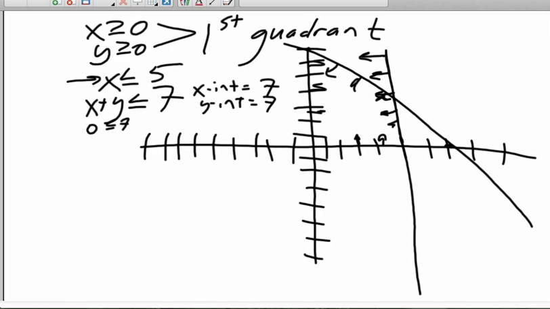And as you can see then, the area we're interested in is going to be on the left of this, above this, to the right of this, and below this. So this is our area of interest. And this is how you solve these systems of inequalities.